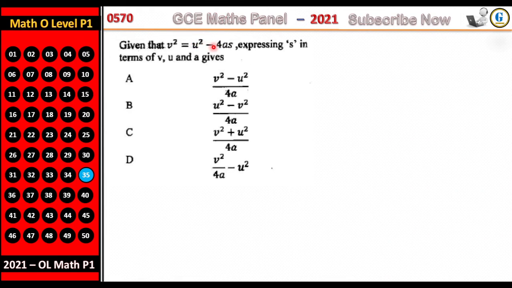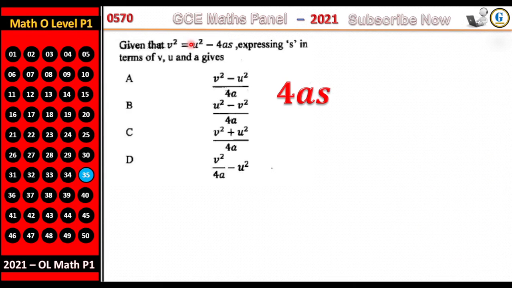So we can actually just decide we bring 4as to the left hand side and carry v squared to the right hand side. Normally, in the mathematics language, you say we add 4as on both sides and subtract v squared on both sides, but I'm using the normal one that I like to use in class.